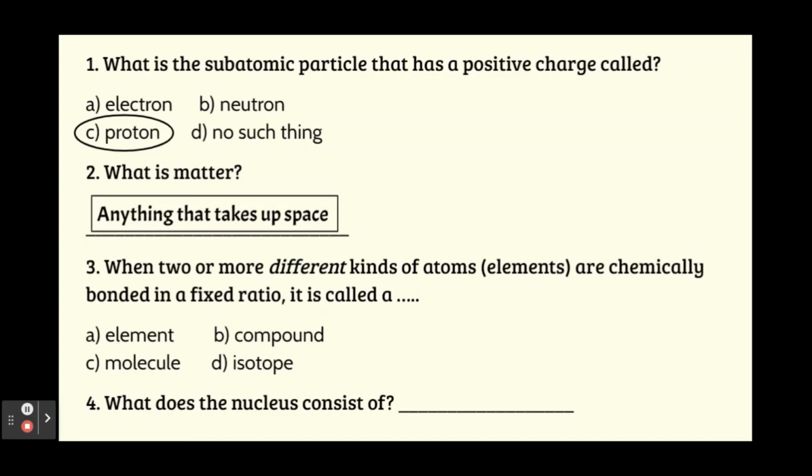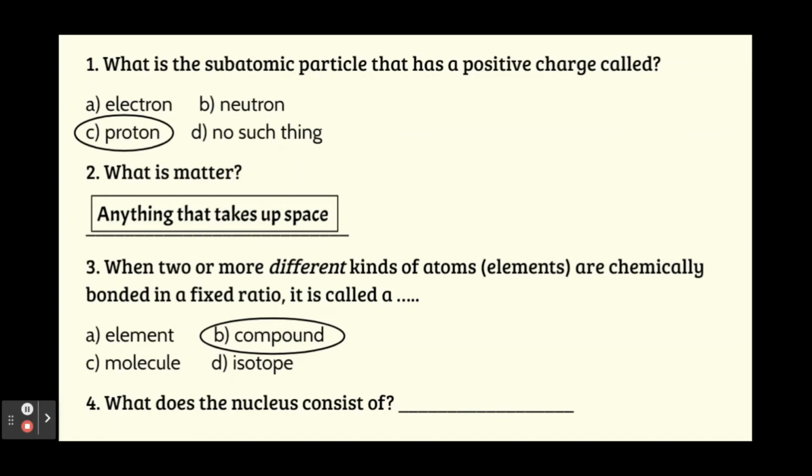Number 3, when two or more different, keyword different, kinds of atoms, which are elements basically, are chemically bonded in a fixed ratio, it is called a... So two or more different kinds of atoms. The answer is B, a compound. So we know an element is one that's the same kind of atom. A molecule is when two atoms are just joined together. It can be the same, it can be different, doesn't really matter. Compound, it's when it's different and it's chemically bonded in a fixed ratio.